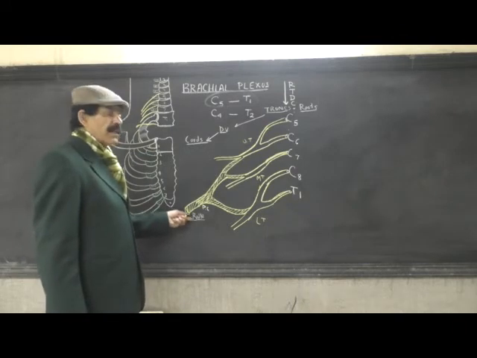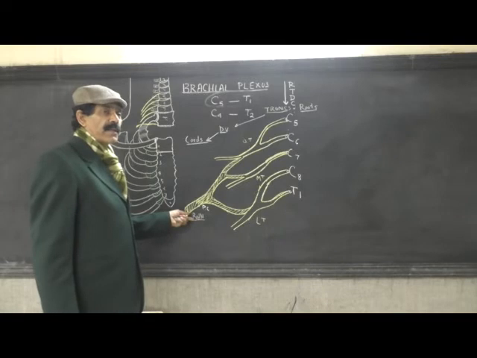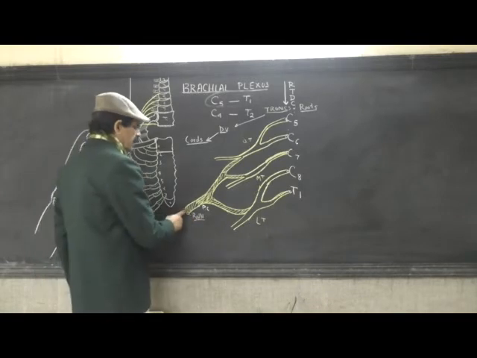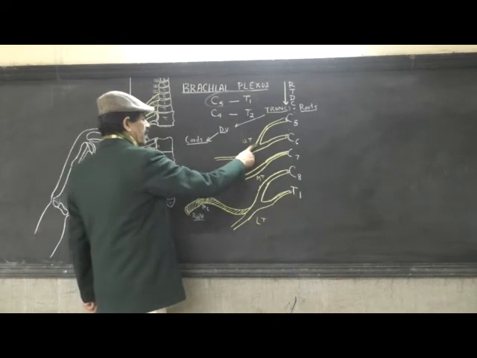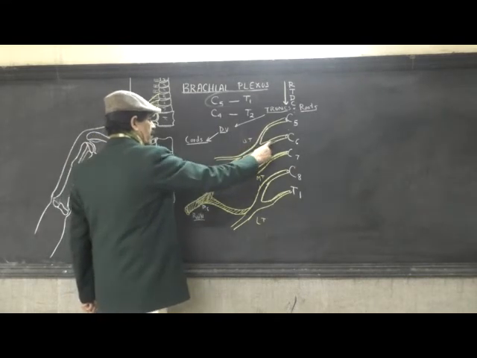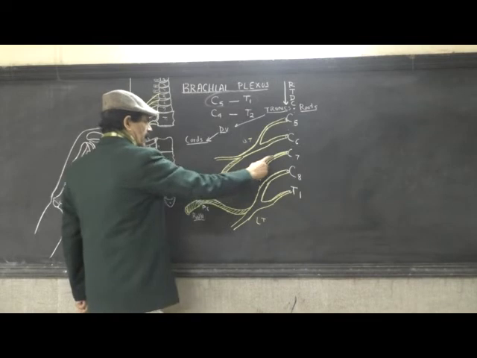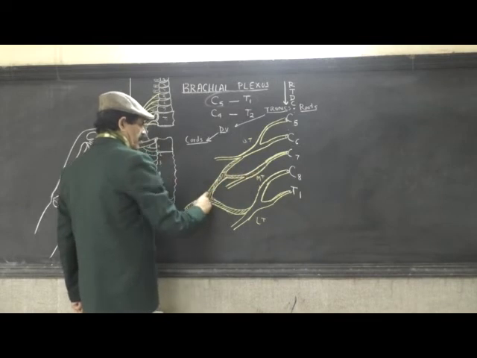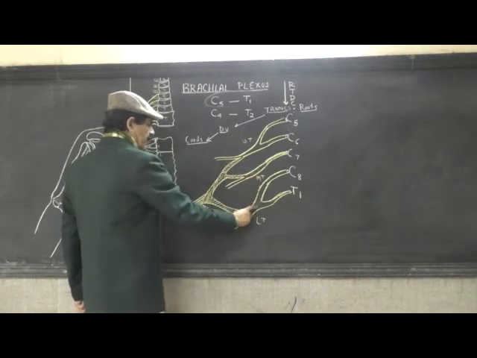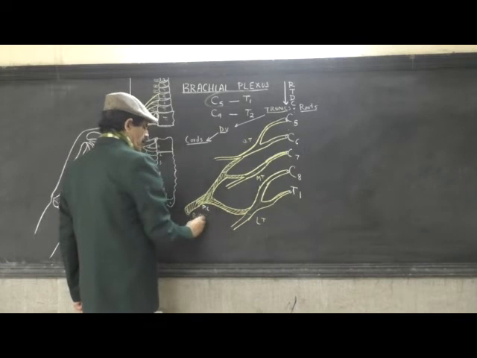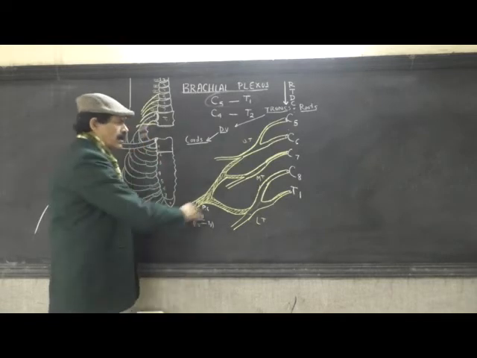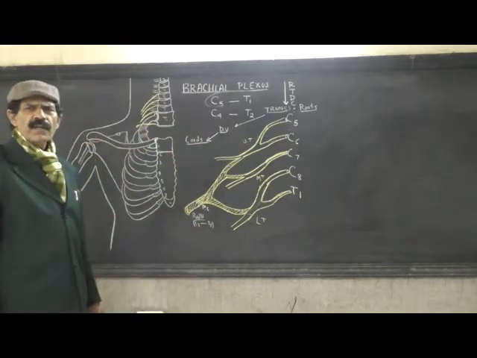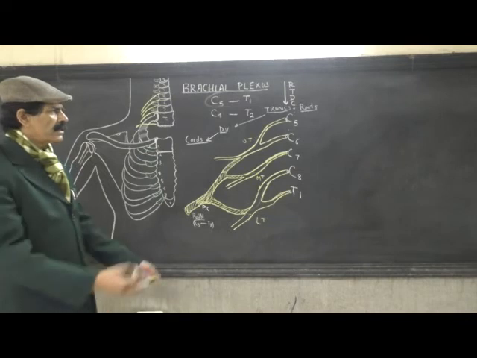So, what will be the root value of the radial nerve? Now trace this radial nerve backward. From where are the fibers coming? C5, C6. Then fibers are also coming from C7. Then fibers are also coming from C8 and T1. So its root value is C5 to T1. So that is how we remember the root value. Trace them backward, go into the spinal cord, they will tell.